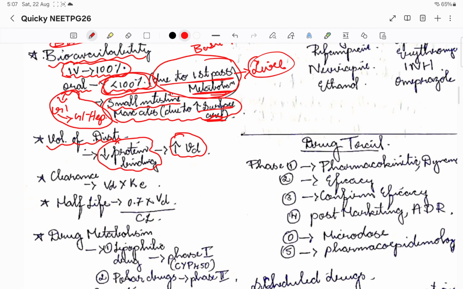Now coming to clearance, it is volume of distribution into K constant. Remember this formula: volume of distribution into K constant is the formula for clearance of that particular drug. Then half-life is 0.7 into volume of distribution divided by clearance. So 0.7 is a constant value. Volume of distribution and clearance will be given, and we have to calculate the half-life of that particular drug.